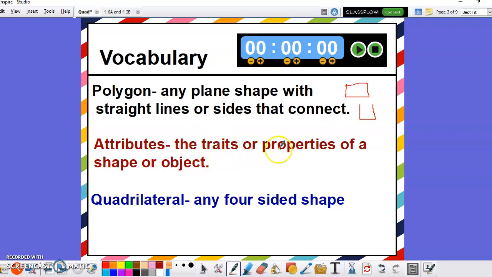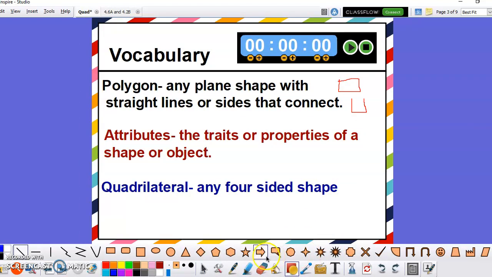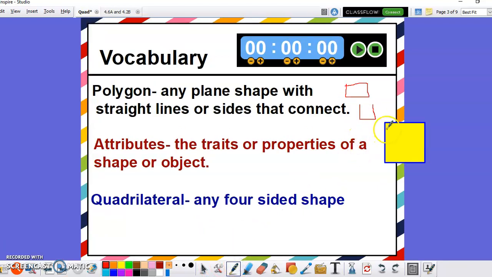Attributes are the traits or properties of a shape or object. So things that you use to describe it. I could describe this shape as saying, oh, it has four sides. Let me put a shape in here. So here I am going to describe this. This has four sides. These are attributes or traits that it has. It has four angles. When I look at the different types of angles that I see, they are right angles. So this is a four-sided shape with four right angles.